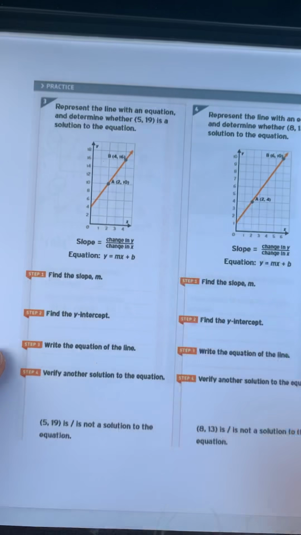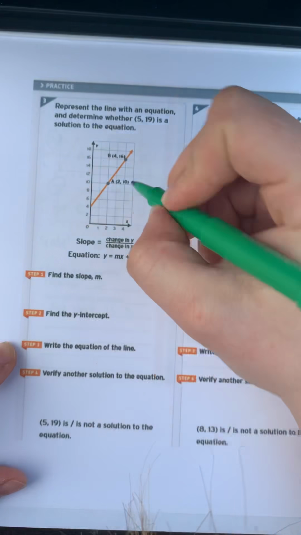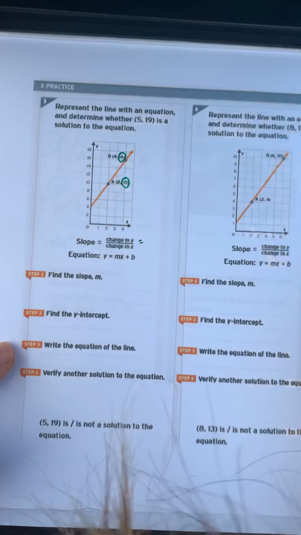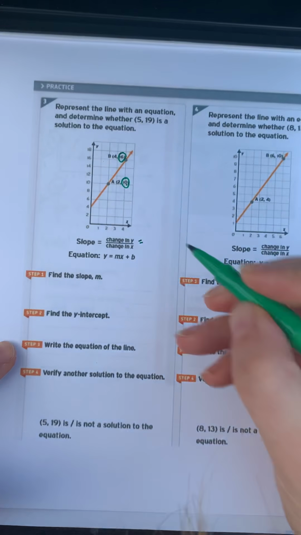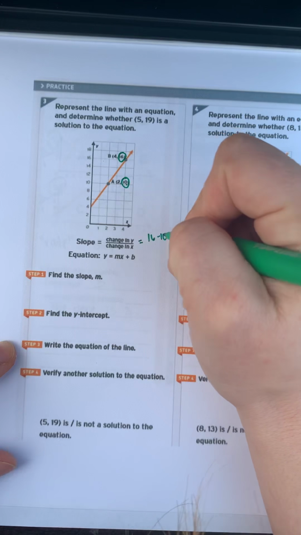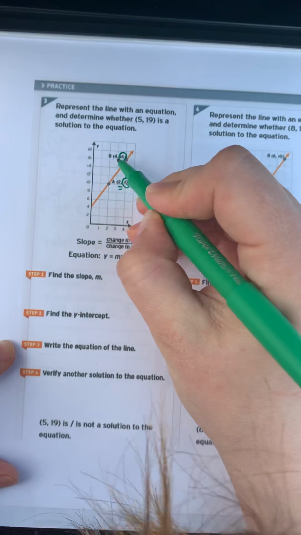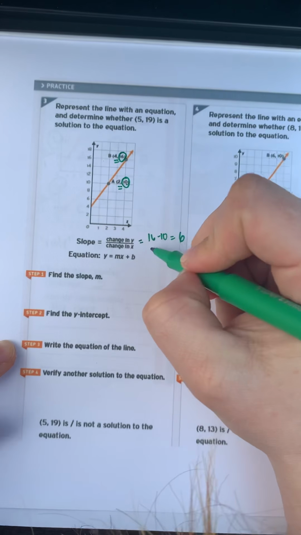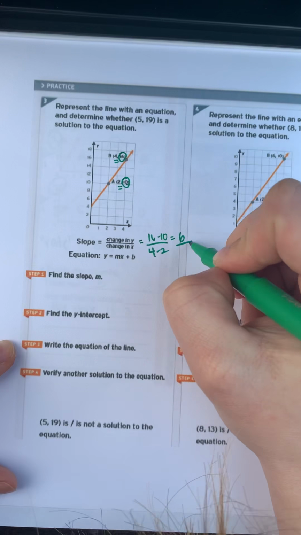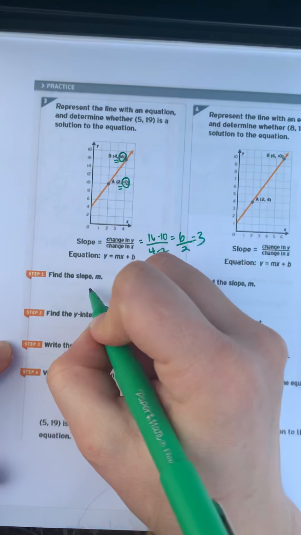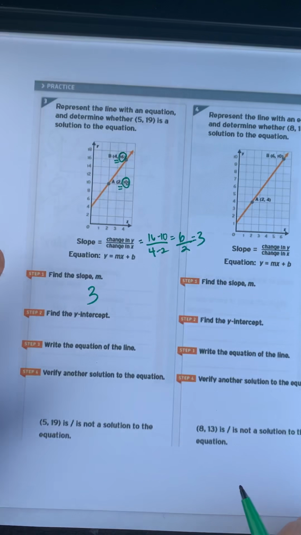Okay, find the slope m. Remember, slope is change in y over change in x. So I'm going to take the two y values and figure out what they changed by. We have 10, we have 16. 16 minus 10 is 6. Change in x, we have 2, we have 4. From 2 to 4, that's a change of 2. So 6 divided by 2 is our slope, which is 3. I should have written that down there, but it's okay.